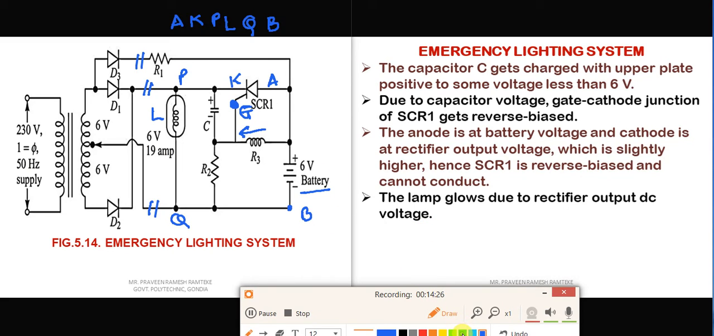How is the current going to flow? The current will flow from the positive terminal of the battery. It will flow through the SCR. It will go to the lamp L through terminal P. Then it will come to terminal Q, back to point B, and the process continues. So this is the condition when mains fail.